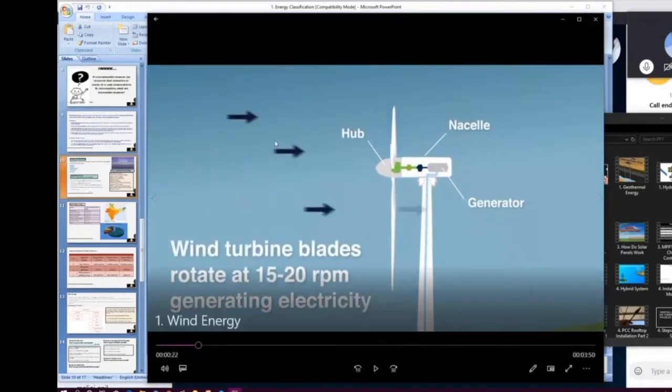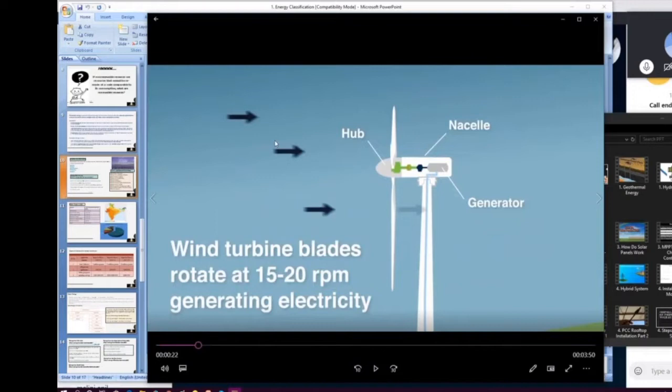If you see, this is basically a photo of a wind turbine. A wind turbine is just like a normal fan, a ceiling fan that we use in our home. It has 3 blades connected to a hub. If you can see, the cylindrical part is called the hub, to which the blades are connected. The blades are connected to a nacelle.